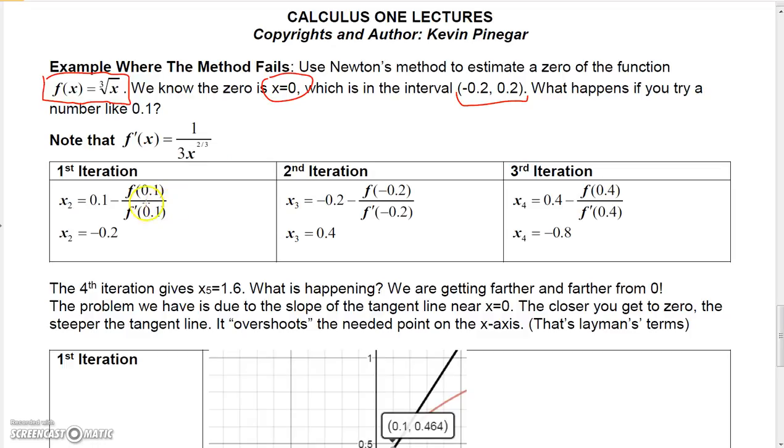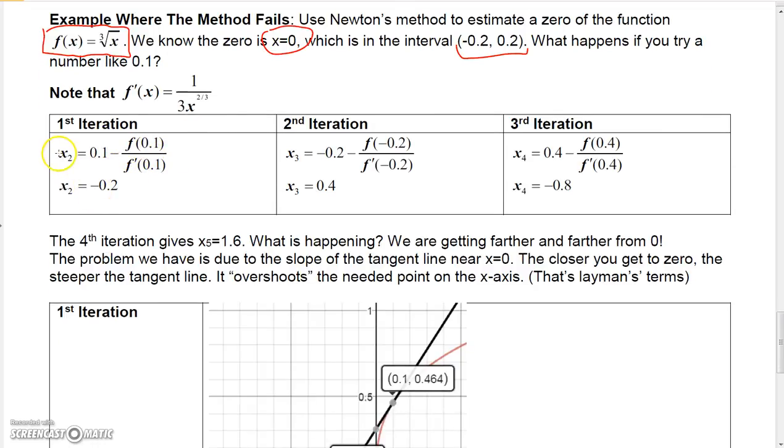Well, say you tried 0.1 in there. If you do 0.1, you get f of 0.1, and you get 0.1 minus f of 0.1 divided by f prime of 0.1, which gives you negative 0.2. But when you plug negative 0.2 in and subtract f of negative 0.2 over f prime of negative 0.2, you get 0.4. So it gets farther away from the actual answer. And then if you do it again with 0.4, you get even farther away from the actual answer. So I wonder what's happening here. Why aren't we getting closer to the answer?